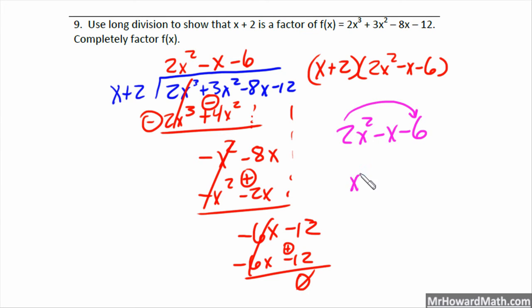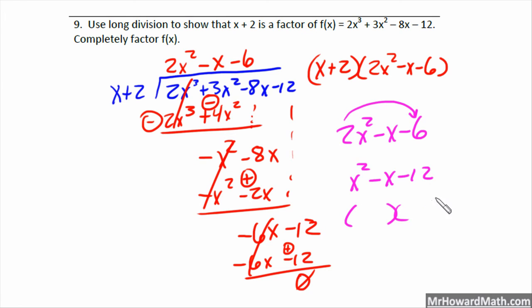So we swing the 2 over here, rewrite it as x squared minus x minus 12. We multiply the 2 times the negative 6 to get this negative 12. We multiplied by this 2 in the beginning, so we have to remember to divide by it in the end. So now we take this trinomial, factor it as we normally would.